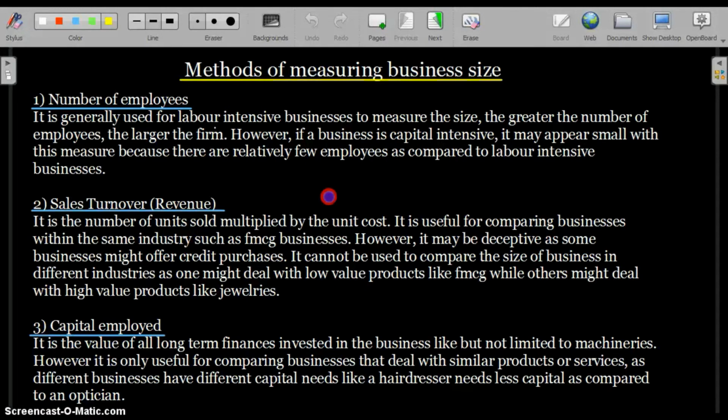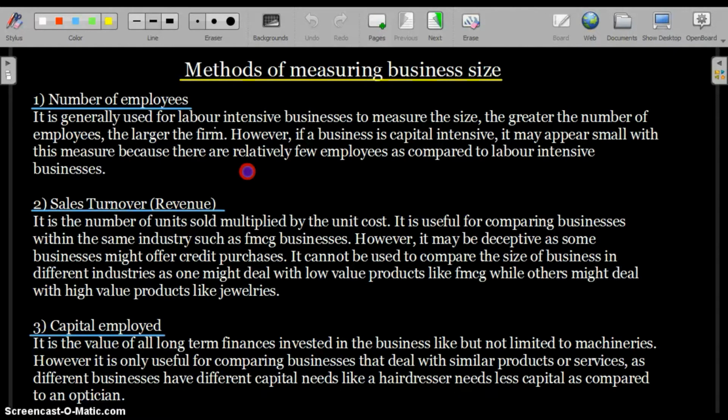For example, suppose you have two factories, one fully automated which is making Coca-Cola, and one which has 1,000 employees. The one which is fully automated might only need four employees, but the one which does not have any capital or machinery relies on labor only, so they have 1,000 people. Now they both produce the same amount of Coca-Cola, but in terms of this method, one might appear larger than the other because there are more employees employed.